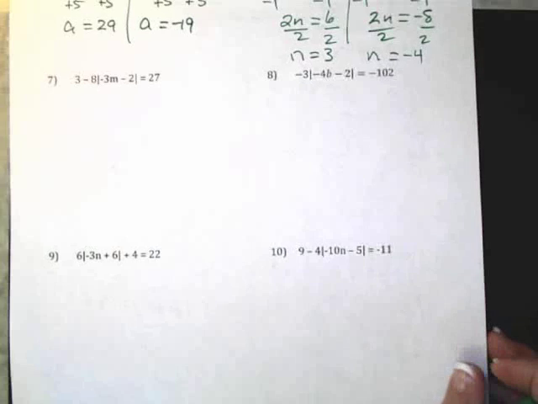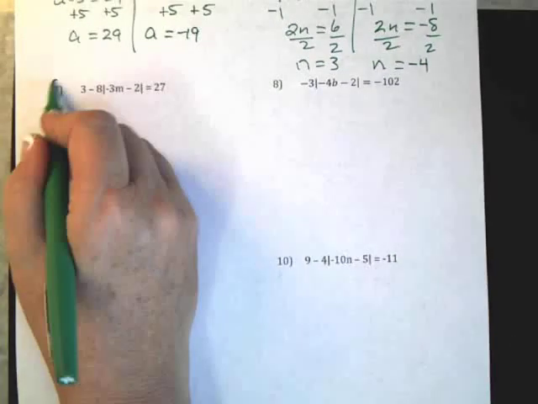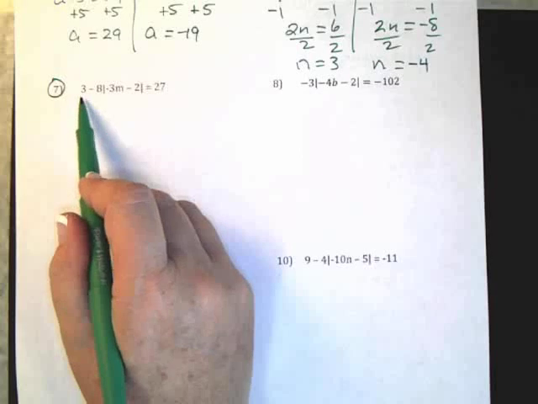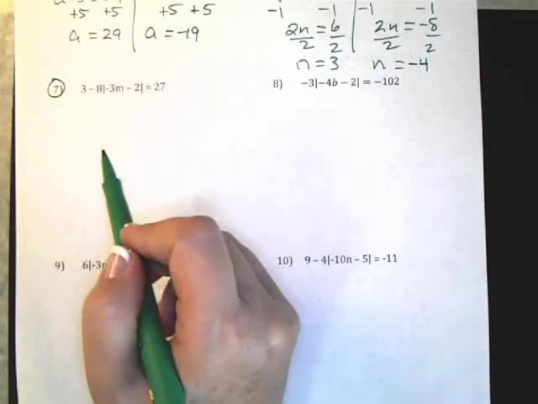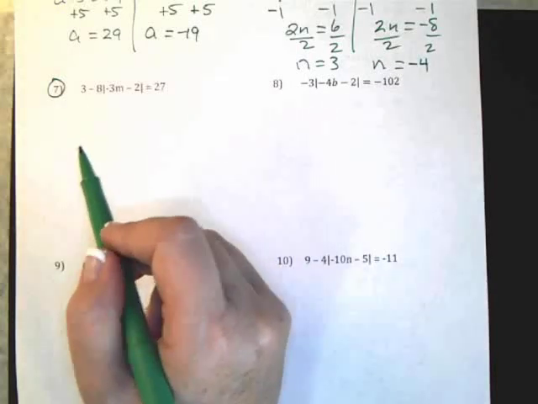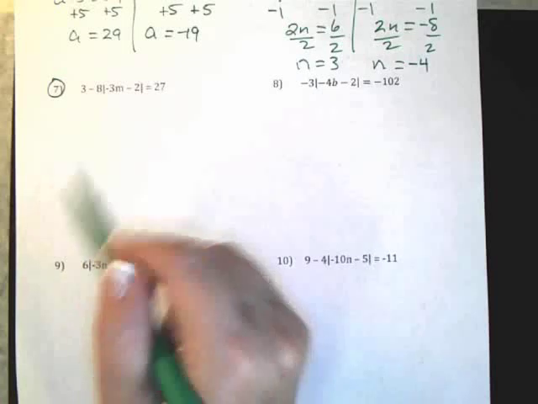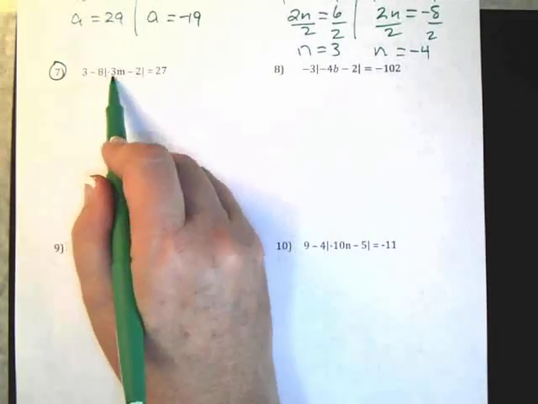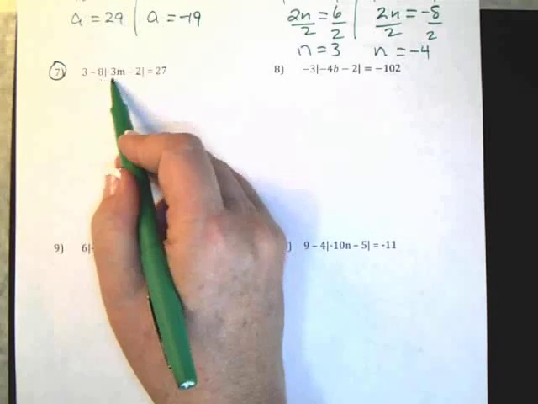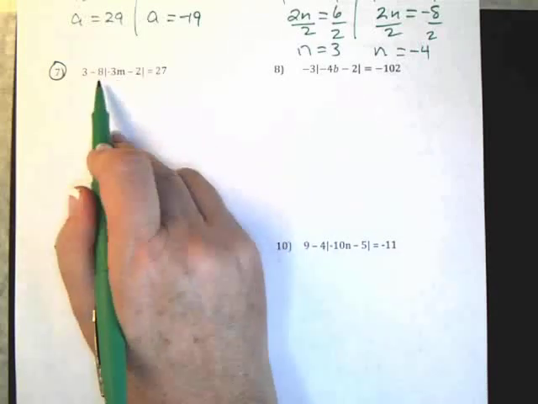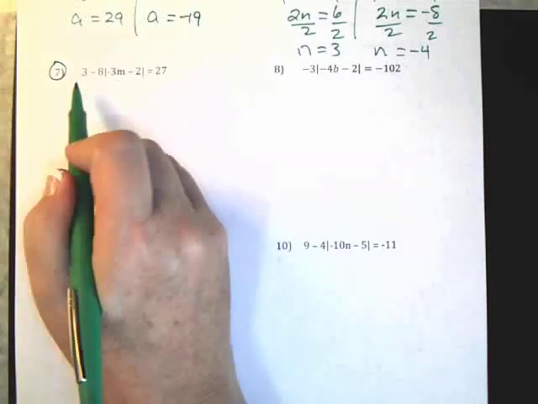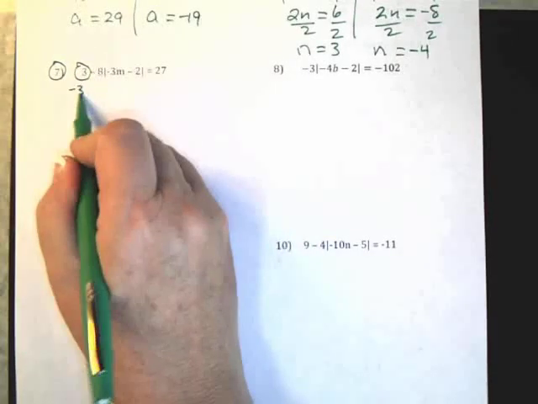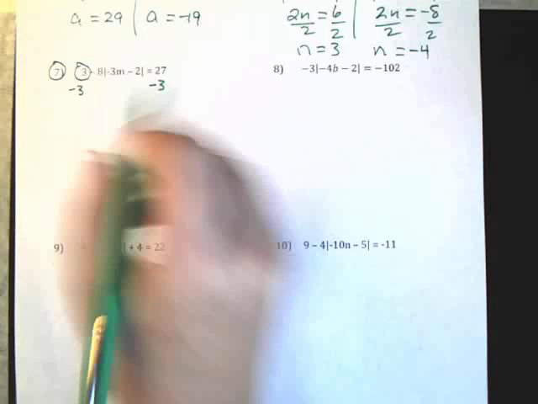Okay, down to number 7. So this one can be a little bit tricky. What you don't want to do is try to take 3 subtract 8, because that's not following order of operations. Remember, when we solve equations, we kind of use the backwards of order of operations. This negative 8 is sitting right next to the absolute value, which means it's being multiplied. We have to do that second. First, we need to get rid of this plus 3. So let's go ahead and subtract 3 as our very first step.